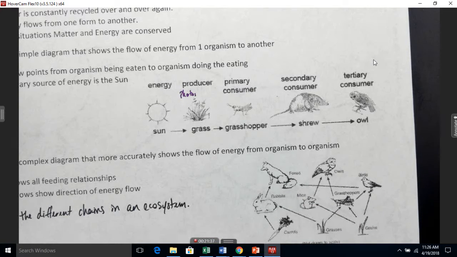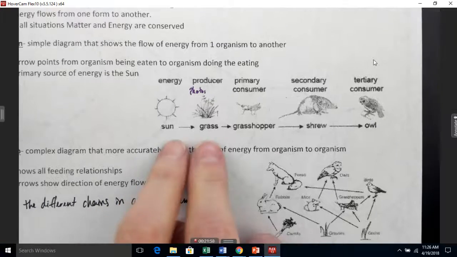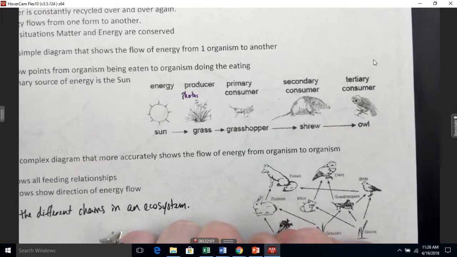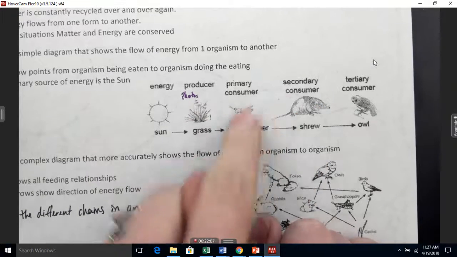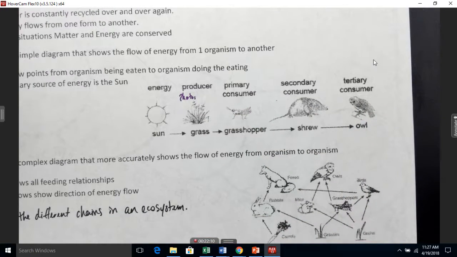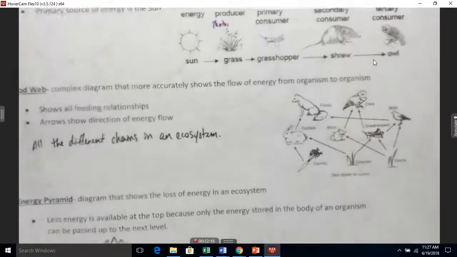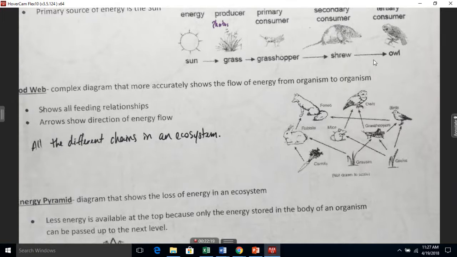They can ask you questions on the test about the energy, and they can ask you questions about who eats who. You can find out both answers from the picture, but you have to understand how to read it. If I'm asking you about the energy, it goes from grass to grasshopper to shrew to owl. If I'm asking you which order they eat in, well, he eats him, he eats him, he eats him. It's backwards, basically.